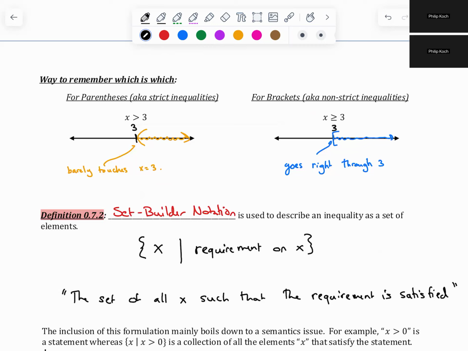So the curly brace is telling me the set. The curly brace tells me this is a set of all x. That's just the term that's here. If it was a y there instead, it would be the set of all y. If it was a z, it would be the set of all z, and so on and so forth. Then "such that" comes from that middle bar. That middle bar is saying, okay, you've got all these elements x such that they meet the requirement on x.